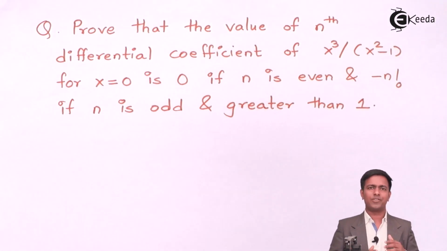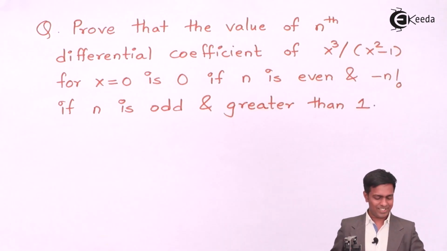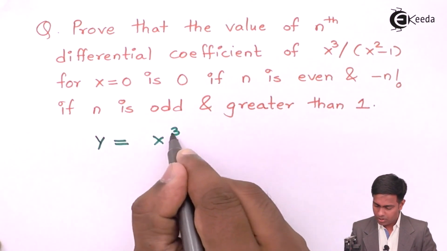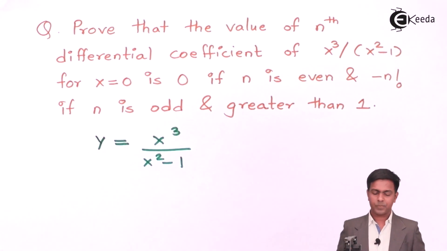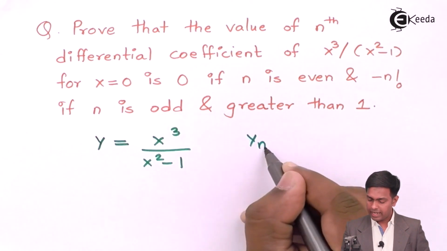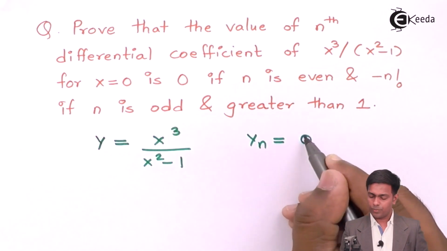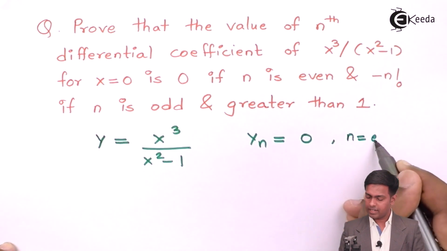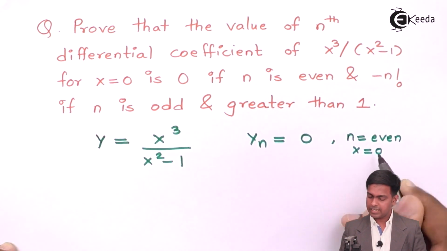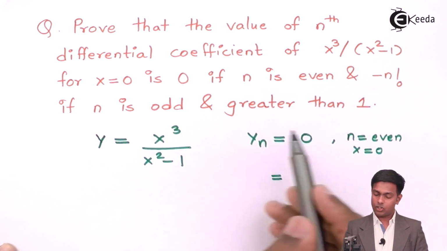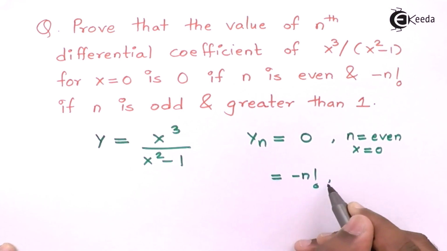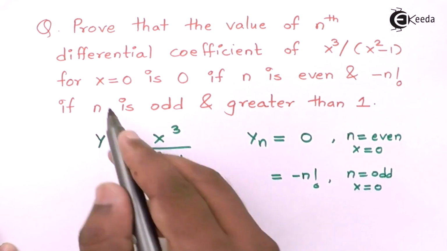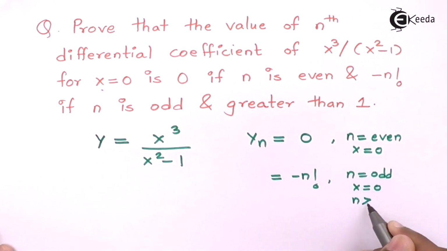So guys, first of all, I'll rewrite the question so that you can understand it. Here I'll say that if y is equal to x cube upon x square minus 1, then we have to prove that the value of yn is equal to 0. The condition is x is 0 and n is even. Similarly, if n is odd, then the answer is minus n factorial, where n is odd, x is 0 and n is greater than 1.